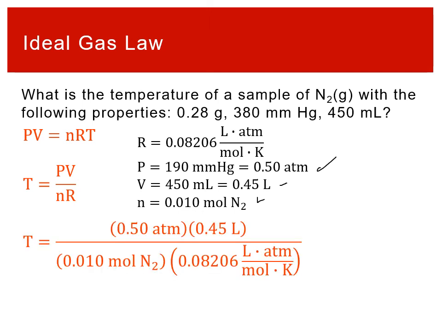Then we can just plug them into that T equals PV over NR expression. We have the P and the V, and then the number of moles and our R value. We can see atmospheres cancels out atmospheres, liters cancels out liters, moles cancels out moles. What we're left with is 274 and then 1 over Kelvin. That's the same thing as Kelvin if we invert it. This is a totally acceptable answer. The problem didn't give you a temperature, so you can just report it in Kelvin.